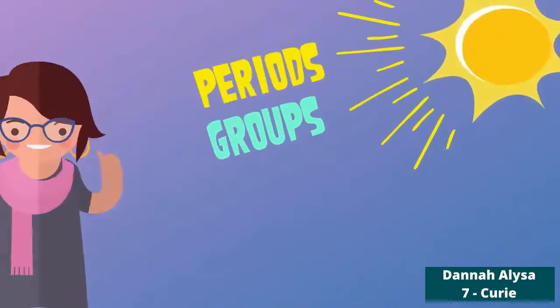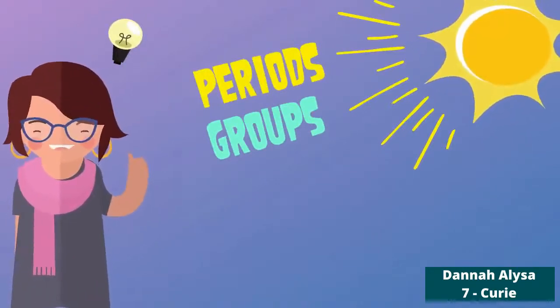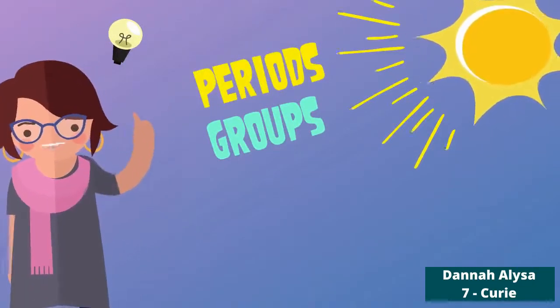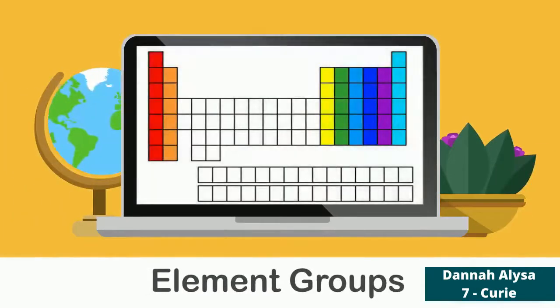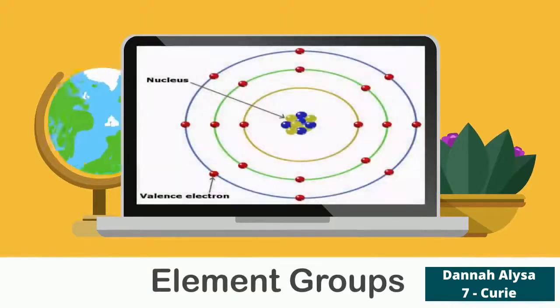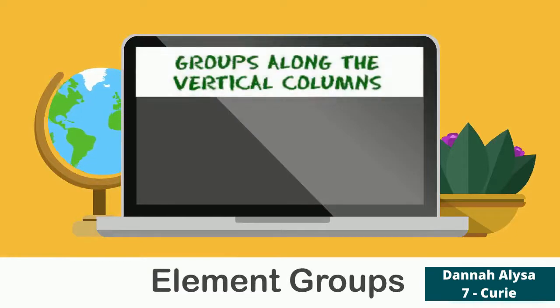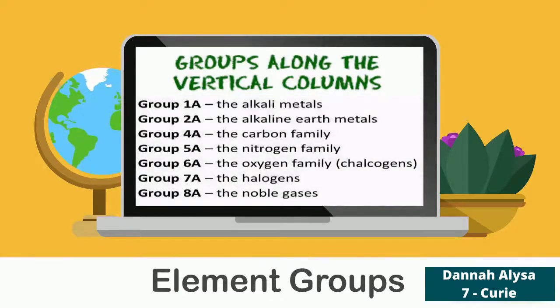Periods and groups in the periodic table. The arrangement of the periodic table organizes elements with related properties. Element groups. Groups are the columns of the table. Atoms of elements within a group have the same number of valence electrons. The groups of the periodic table are displayed as vertical columns named Group 1A to 7A, Group 1B to 7B, and noble gases are 8A.